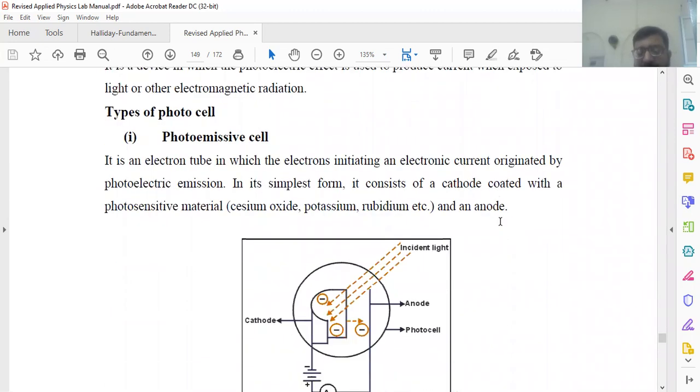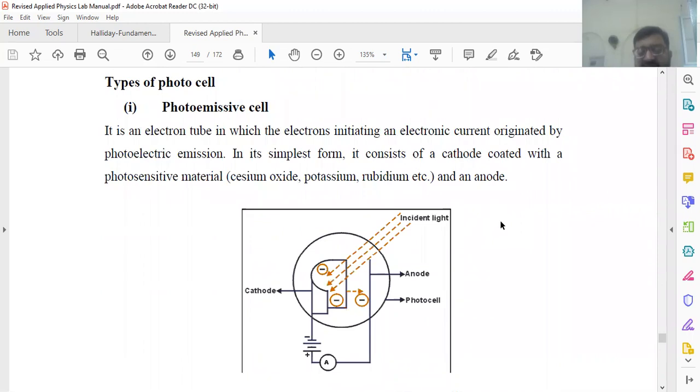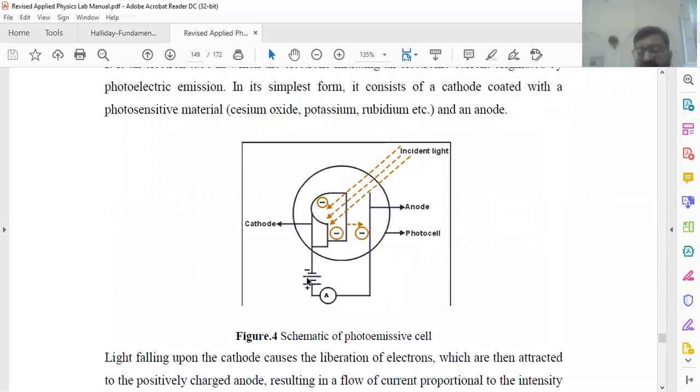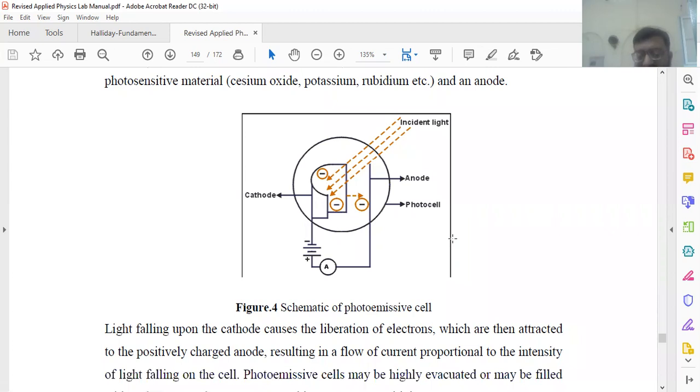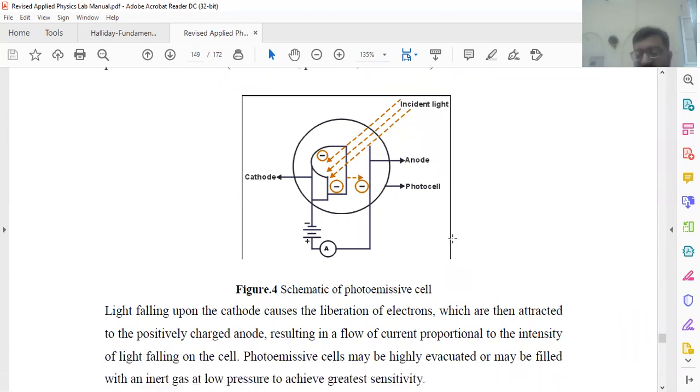Here, of the types of photocells, one is the photoemissive cell, in which we have to provide a biasing voltage, and incident light falls on some material, the cathode material, and electrons are ejected from the cathode. They travel some distance and are collected at the anode. In this way the circuit is completed, and we can see the current flowing through the circuit. So this is the schematic of the photoemissive cell.